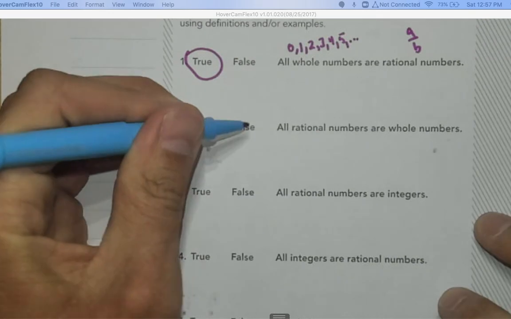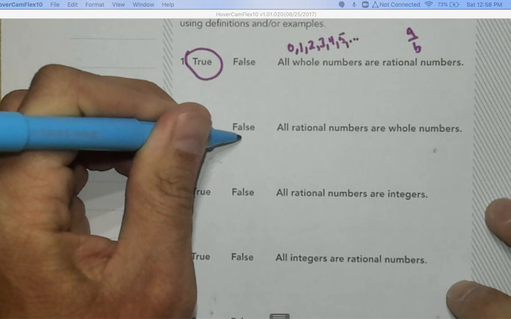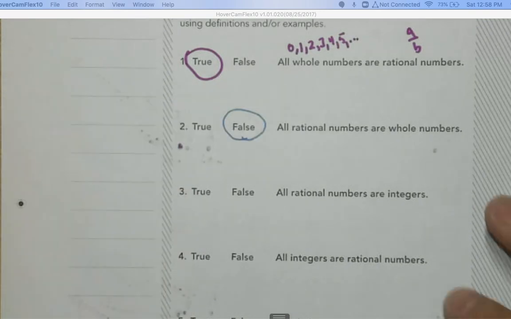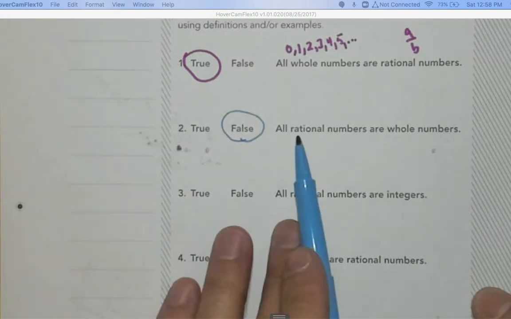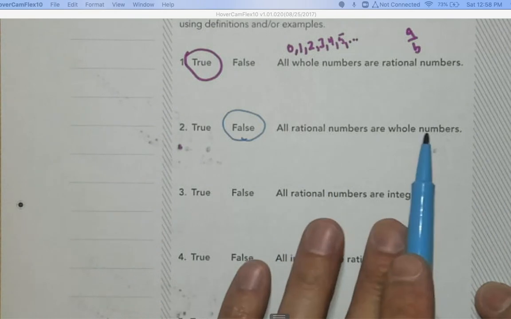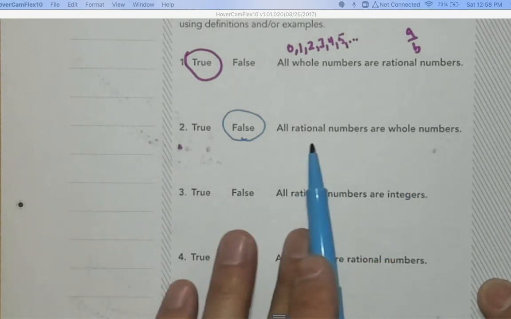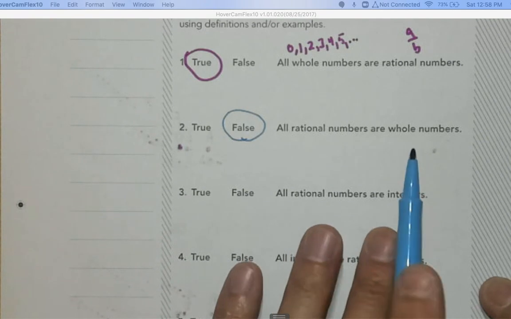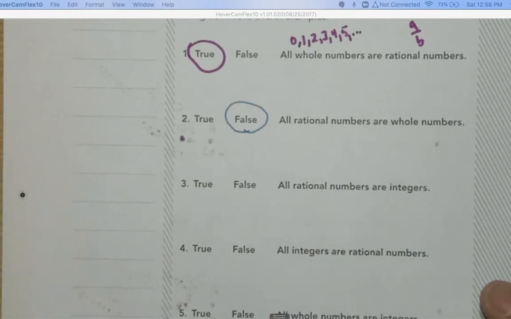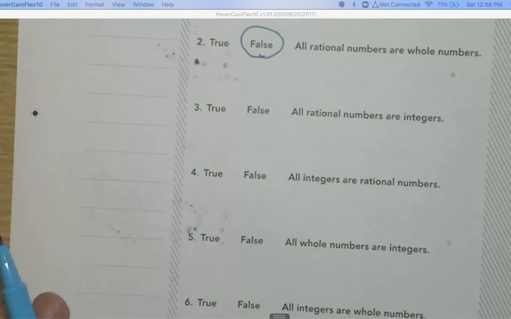Oh, so like all squares are rectangles, but not all rectangles are squares, kind of thing. So yeah, there's rational numbers that would not be whole numbers. All whole numbers are rational numbers, but not all rational numbers are whole numbers. All right.